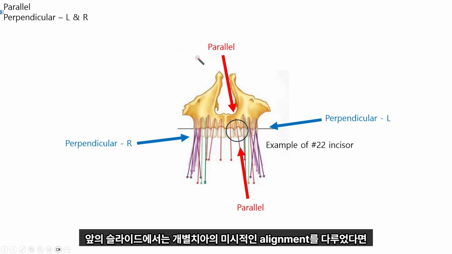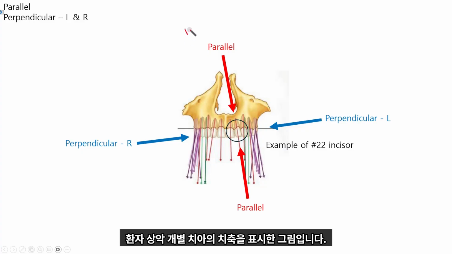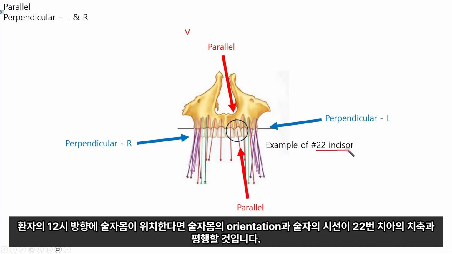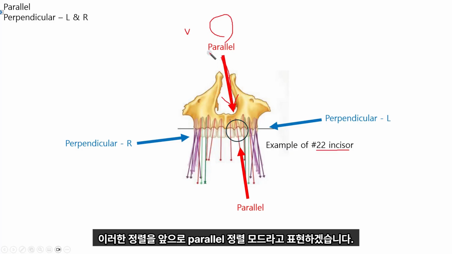While the previous slide discussed the microscopic alignment of individual teeth, let's now categorize alignment from a broader macroscopic viewpoint. This diagram displays the maxillary individual tooth axis. For explanation, let's assume tooth 22, an incisor. If the operator is positioned at the patient's 12 o'clock, the operator's body's orientation and the operator's line of sight will be parallel to the tooth axis of tooth number 22. Specifically, this red alignment is displayed on tooth number 22. From now on, I will refer to this alignment as the parallel alignment mode.